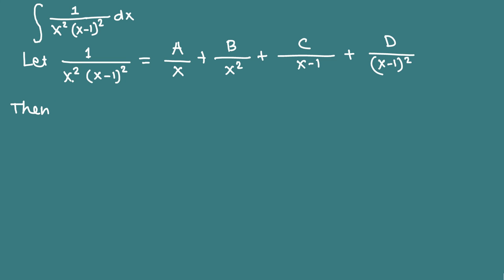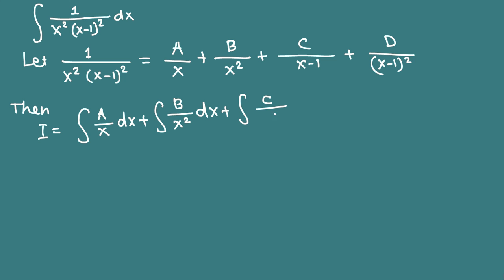Once we find a, b, c, d, then the integral becomes the integration of the first fraction plus the integration of the second fraction, and so on. Then the integral I is the integration of a over x plus b over x square plus c over x minus 1 plus d over (x minus 1) quantity square. We will determine the values of a, b, c, and d later.